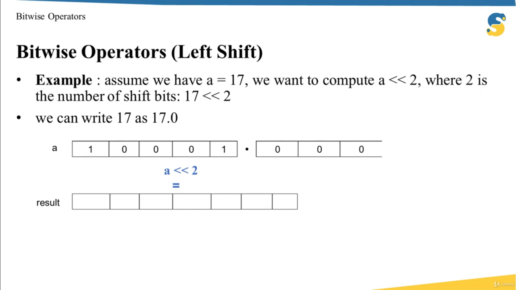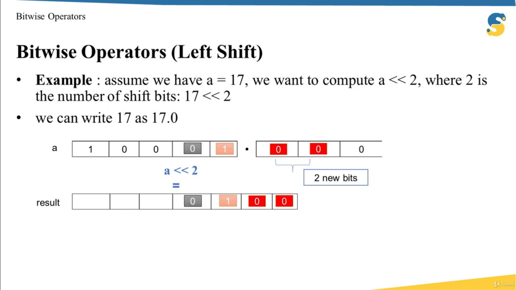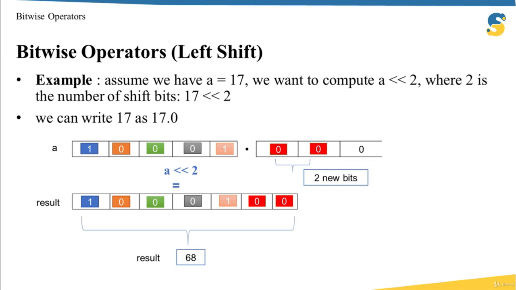In left shift, you have to imagine that we will take two zeros, or two bits, from the right and we will shift them to the left, as you see here. And then I will put the same number exactly without any change. In this case, you can see that we have now two new bits on the right, and the result in this case is 68.